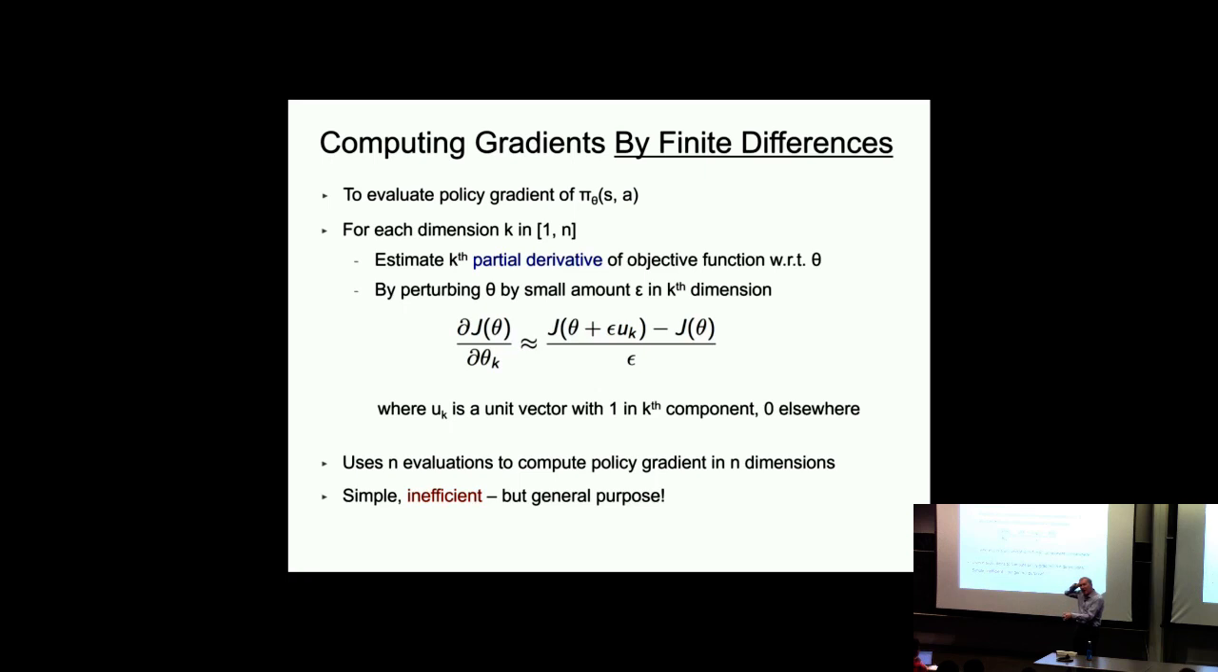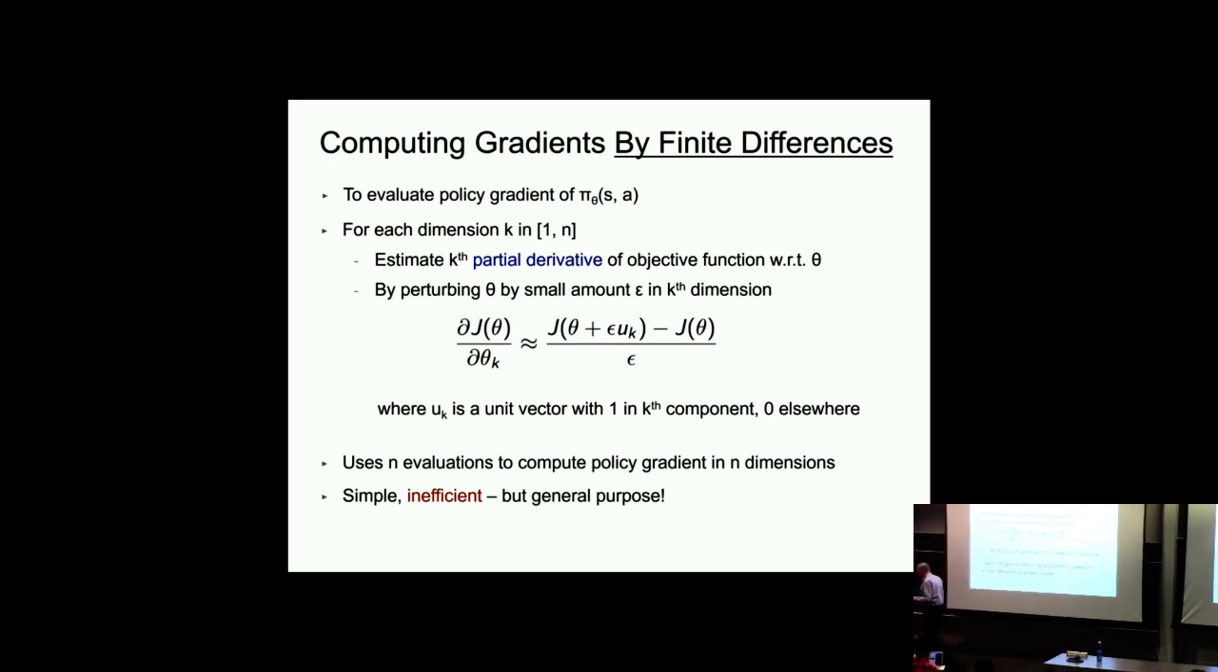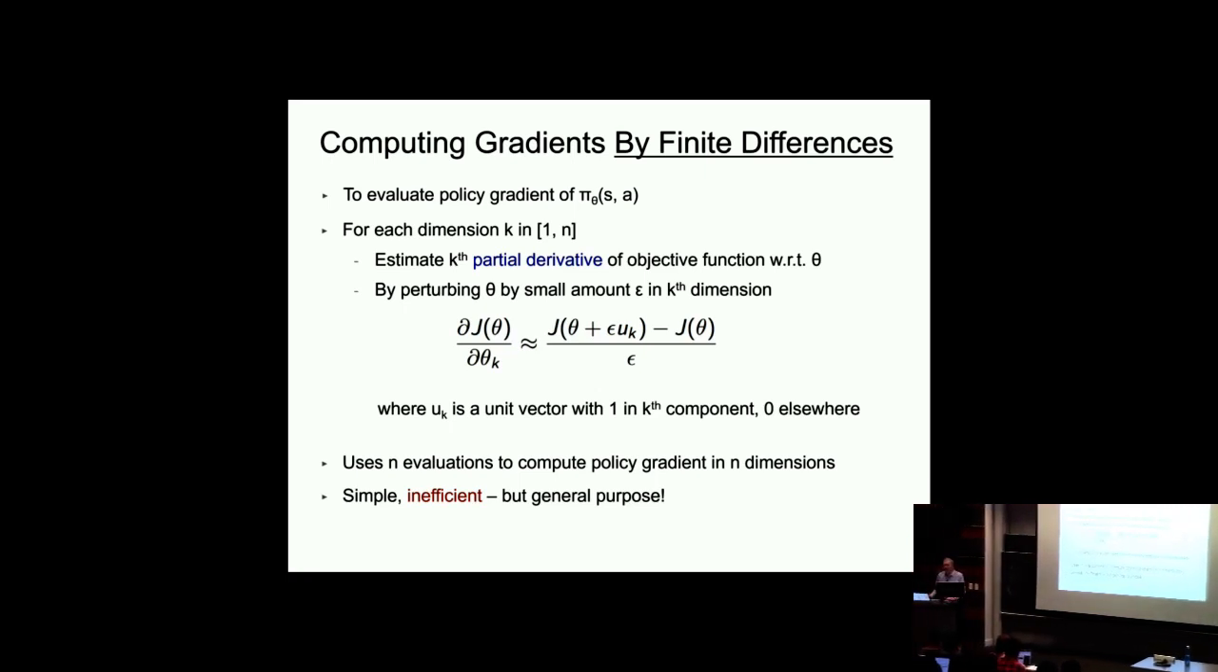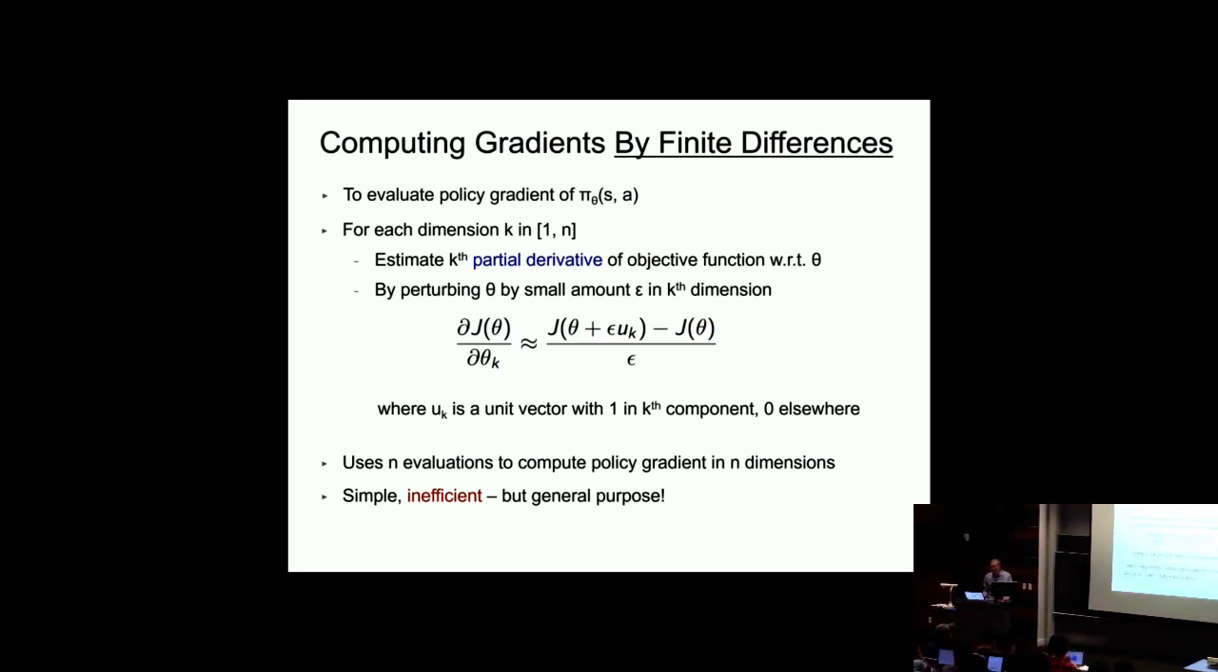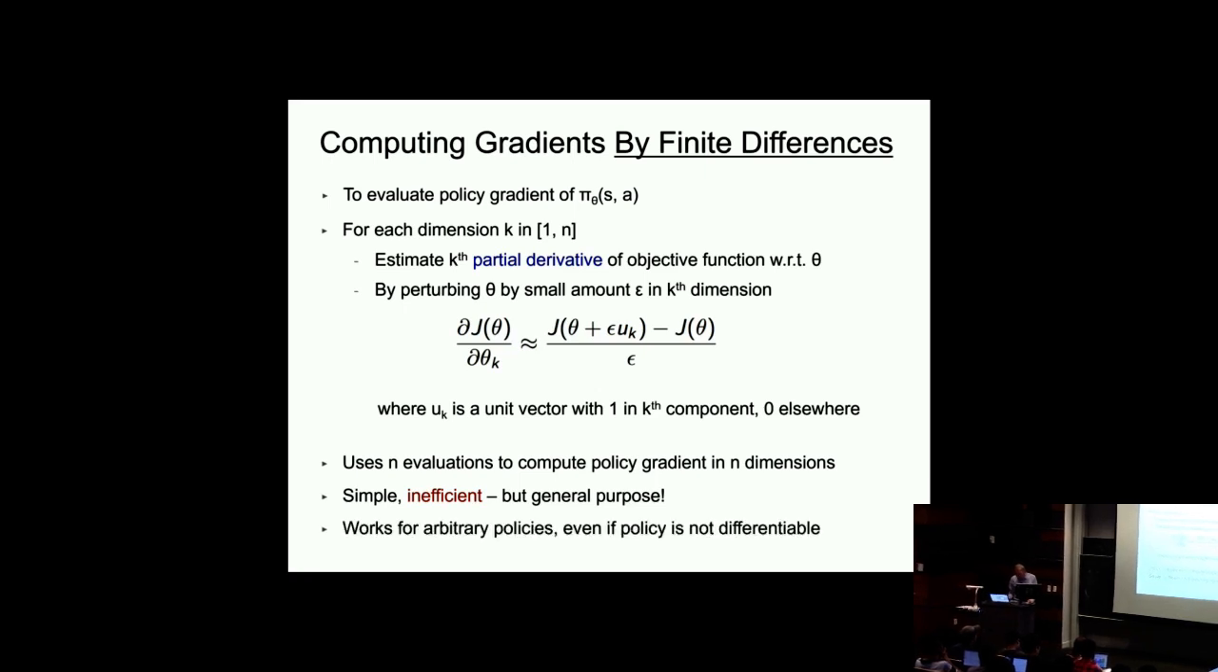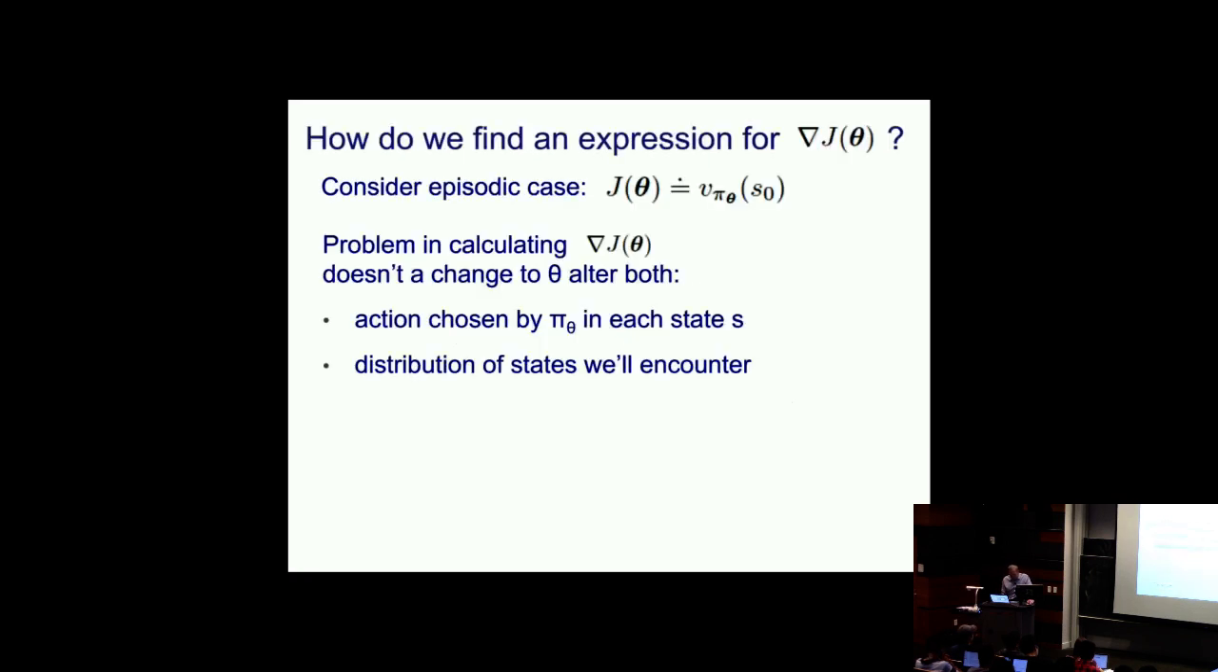You don't need it all the time, and if you're using a function approximator where you can calculate gradients in closed form, then you don't need to do this. But it's a good thing to keep in mind if you have some crazy representation of the policy. Because this really works for arbitrary policies, even things that aren't differentiable. When you wiggle it, you'll just see what the change is.